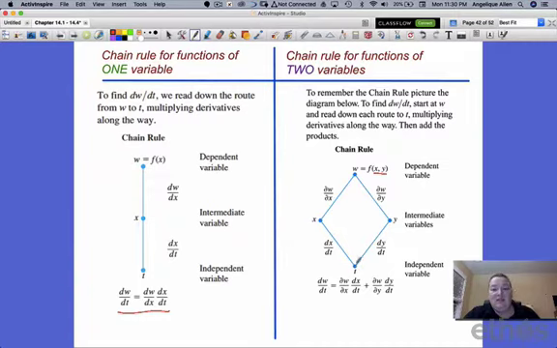And to take the derivative of all of w with respect to t, we're going to multiply everything along the lines. So we have these two derivatives multiplied here, these two derivatives multiplied here, and we take their sum to get the total derivative of w with respect to t. So this is a branch diagram. We're going to practice drawing those, okay?